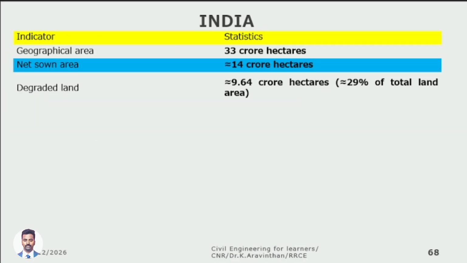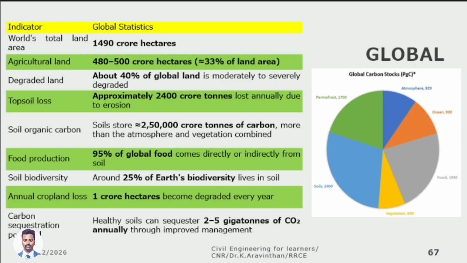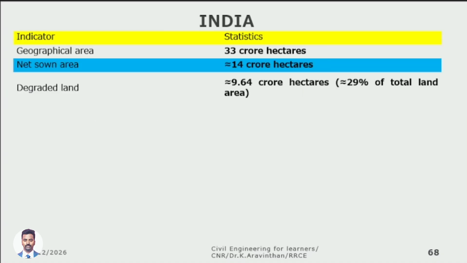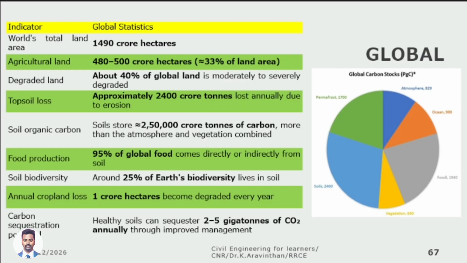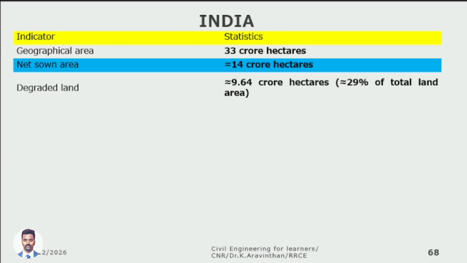Now, this is the global statistics. Globally, how many crore hectares are there? Roughly 1500 crore hectares of land. In India, how many hectares are there? Only 33 crore hectares. In the globe, how many hectares are agricultural land? 500 crore hectares, that is one third. In India, how many crore hectares? 14 crore. 14 crore is nearly half of India's land, which is agricultural land.